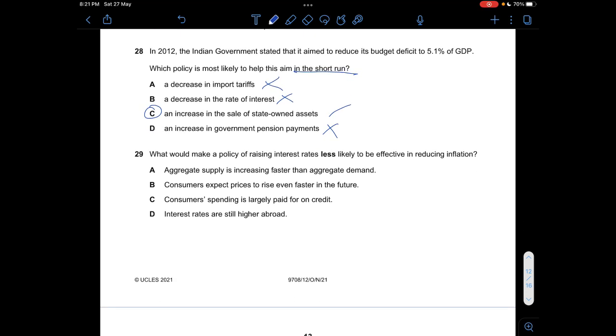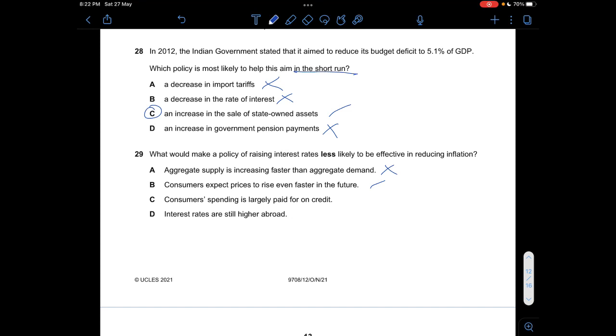What would make a policy of raising interest rates less likely to be effective in reducing inflation? So if you raise interest rates, it would be effective at reducing inflation because it's monetary policy. It will result in the AD curve shifting to the left. But let's look at the 4 options to see which one is less likely to be effective. A, it says aggregate supply is increasing faster than aggregate demand, which is not the answer. B, it says consumers expect prices to rise even faster in the future. This will result in the AD remaining the same, so it will not shift to the left, because they think that the price will rise even faster in the future, so might as well just purchase now.